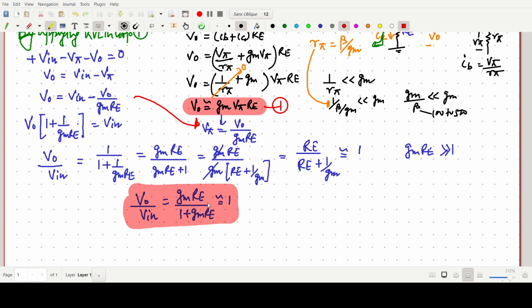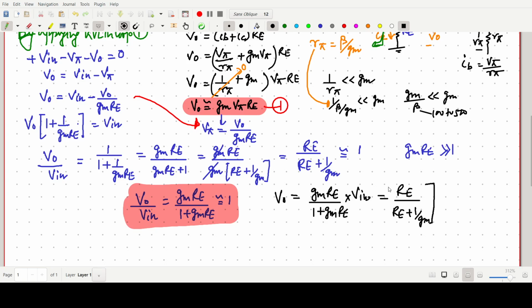To remember the gain, from this expression one can also write V naught equals gm RE by (1 plus gm RE) into V in, or we can write this as RE by (RE plus 1 by gm) into V in. Why am I writing this into V in? Simply because it is V naught by V in.